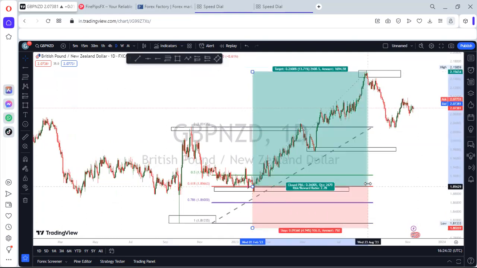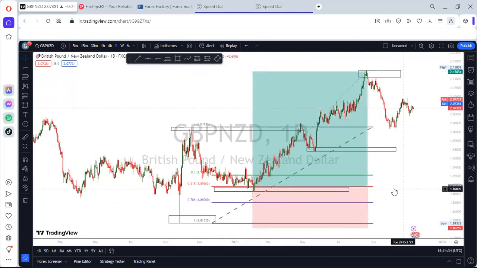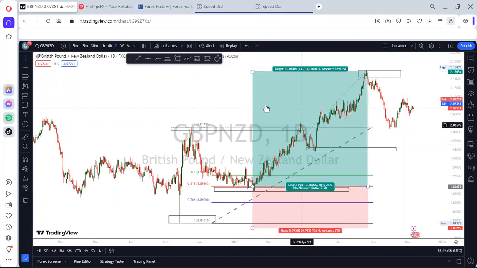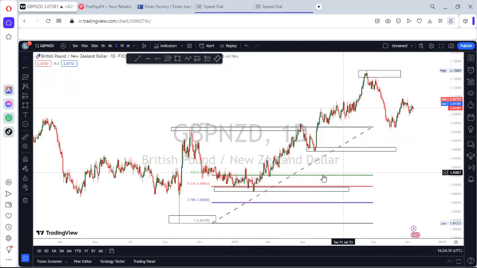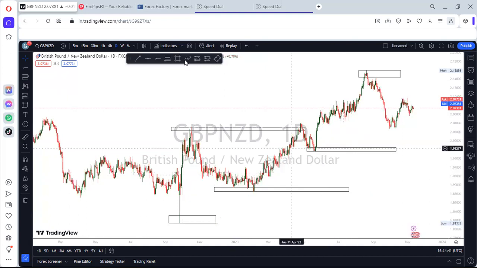This one is 2 already, right? So we have another retracement right here. Let me delete this. Let's see this retracement. You see that.